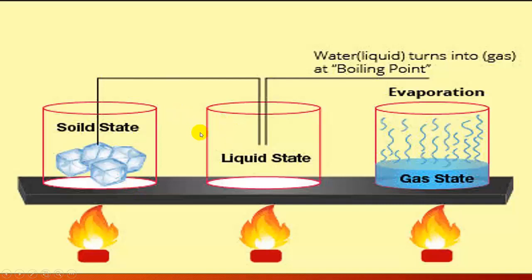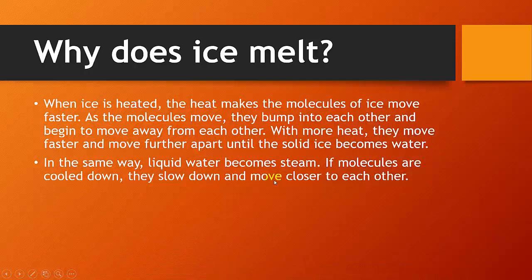This is a picture of molecules in the solid state, liquid state, and gas state. Liquid water turns into gas at its boiling point. Why does ice melt? When ice is heated, the heat makes the molecules of ice move faster.